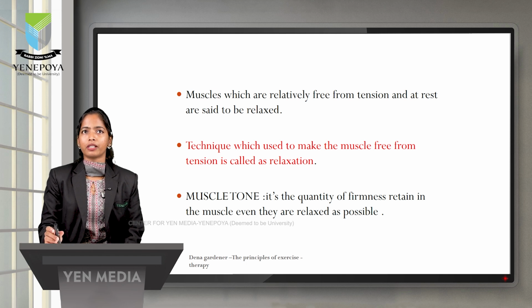First, muscles which are relatively free from tension and at rest are said to be relaxed, and the technique which is used to make these muscles free from tension is called relaxation.